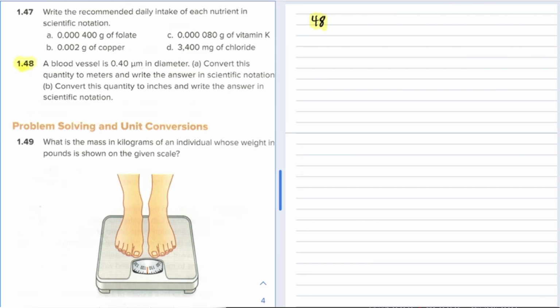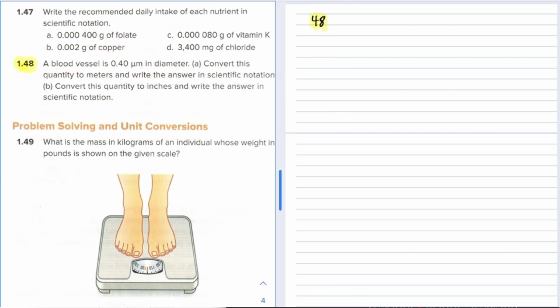All right, number 48. A blood vessel is 0.40 micrometers in diameter. Convert this quantity to meters and write the answer in scientific notation. And then B, convert this quantity to inches and write the answer in scientific notation. So this is kind of an interesting tidbit of information.